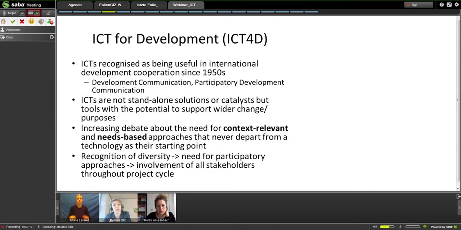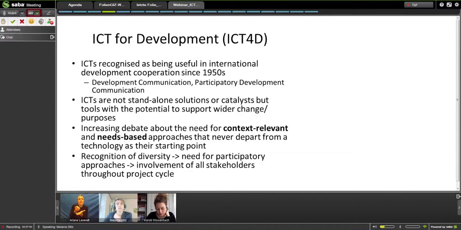ICTs have been recognized as being useful in international development already since international development became a field in itself, which was in the early 1950s. At that time, it was called or included in an area called development communication, or later participatory development communication, and ICTs was mainly using radio or television for educational, or at that time mostly economic development reasons.